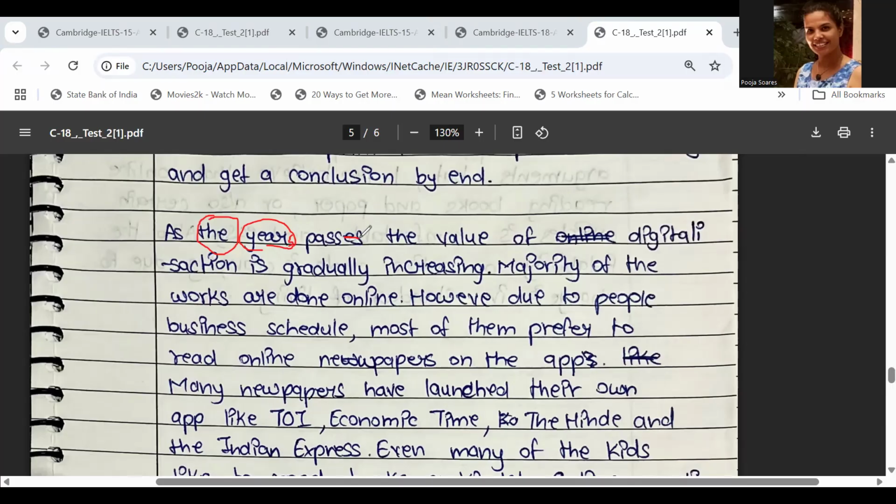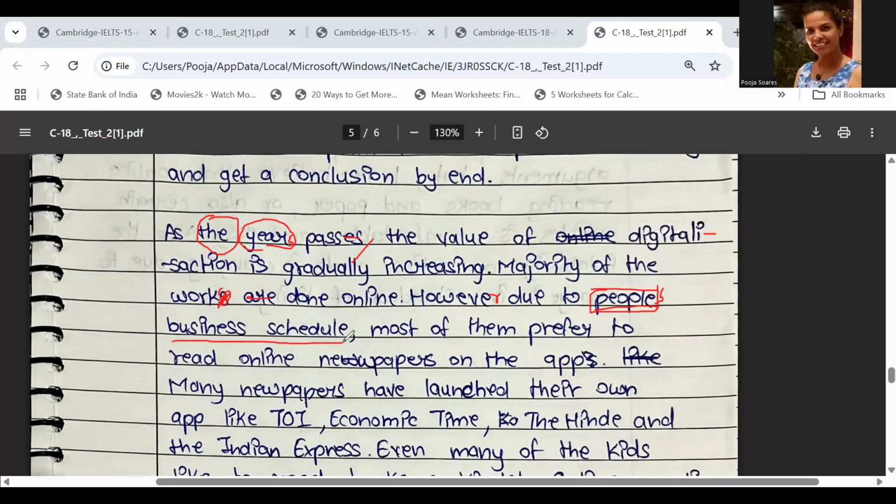"Years pass. The value, comma, the value of digital life", don't split the words. Digitalization, digitally, "half year and digitalization", write it in one line. "Is gradually increasing. Majority of the works", works is only used in art. Otherwise, majority of the work is done online. "However, due to people's business schedule", which people are these? I'm not sure which people you are referring to. People is a very generic word. "Most of them prefer to read online."